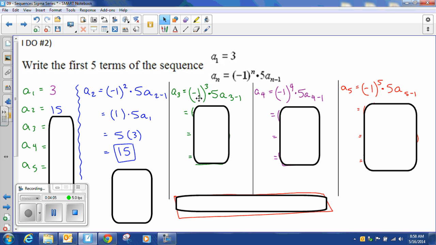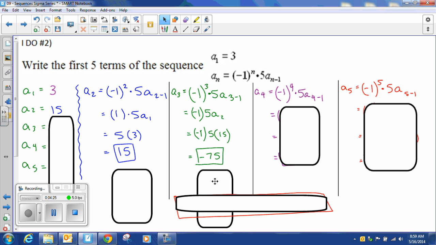Our third term, we do the same thing. We plug in 3 here and 3 here. Negative 1 to the third power is negative 1. It stays negative because it's an odd power. A sub 2 gets replaced by 15. So now we have negative 1 times 5 times 15, which is negative 75.